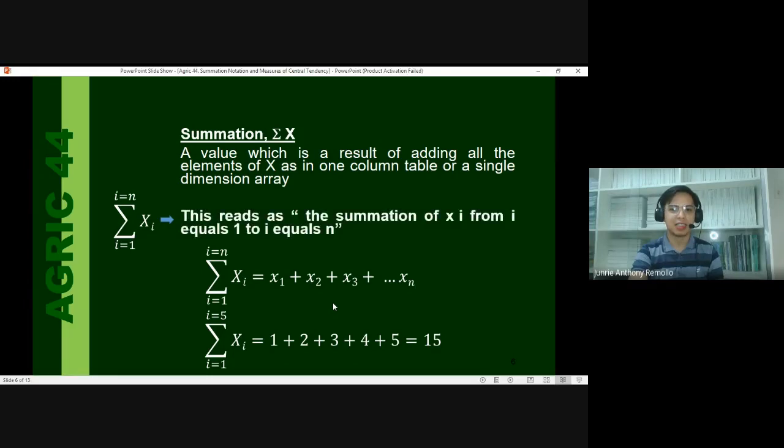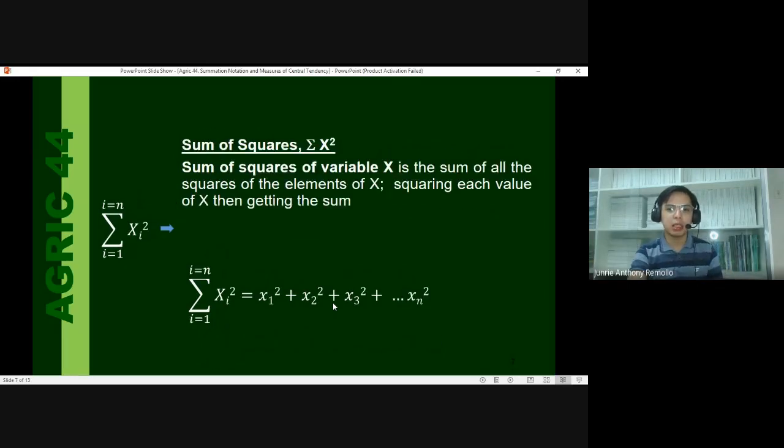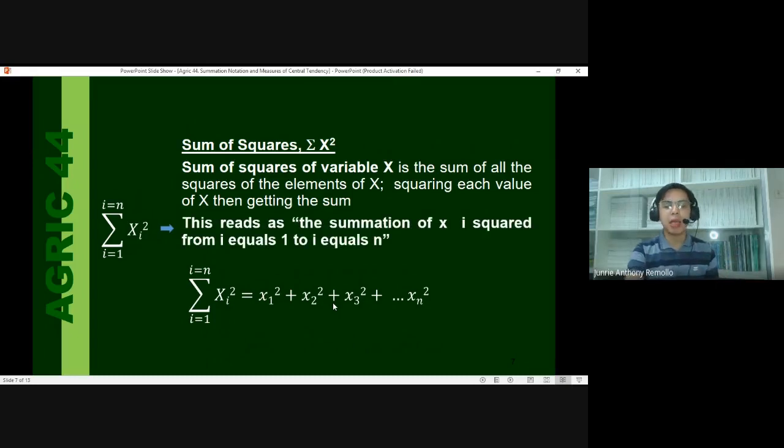Summation of x reads as the summation of xi from i equals 1 to i equals n. Okay? The second one, the sum of squares, or summation of x squared, is the sum of all the squares of the elements of x, or we could also use summation of y, which is the sum of all the squares of the elements of y. It means squaring each value of x, then getting the sum. So in order to obtain this value, given sets of values, we need to square each value first and then get the sum of the products. This reads as the summation of xi squared from i equals 1 to i equals n.